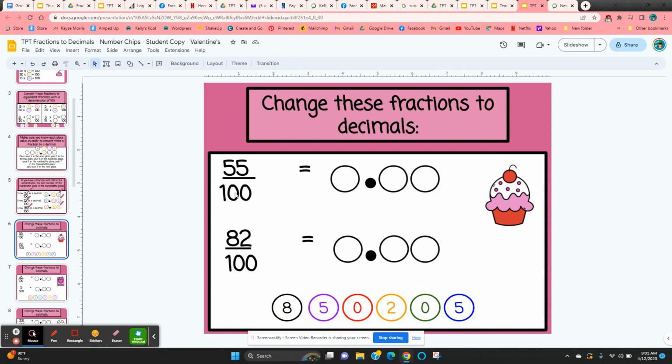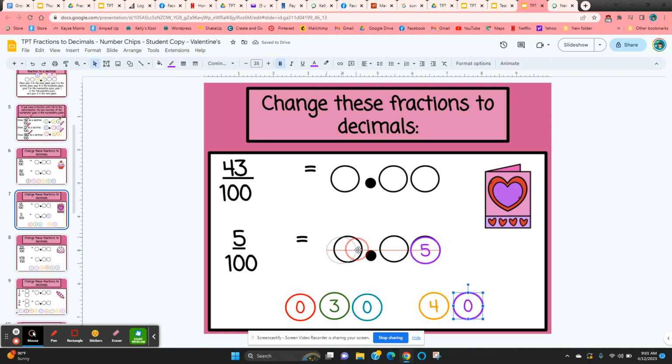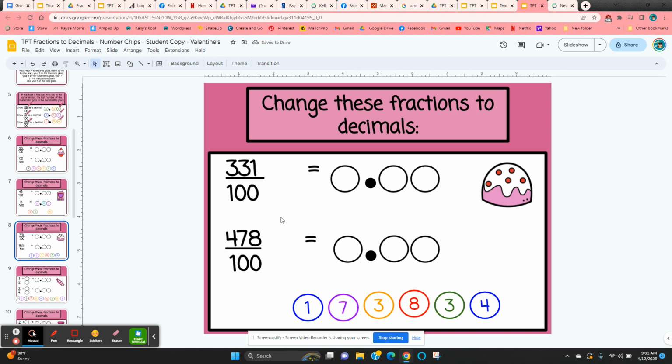So the next few slides, they're just going to be converting from a fraction with 100 in the denominator to a decimal. On slide 7, they've got 5 hundredths, so students tend to want to put the 5 here in the tenths place, but they need to know that it goes in the hundredths place. 5 hundredths. The next slide has fractions greater than 1. So pretty simple, they just put them in order. They know it's going to be a number greater than 1.